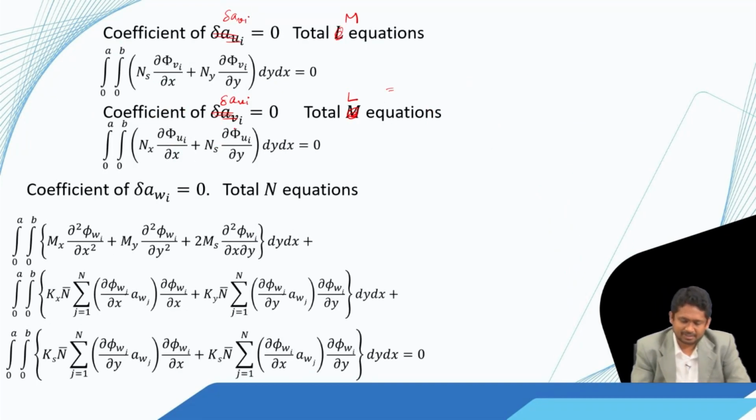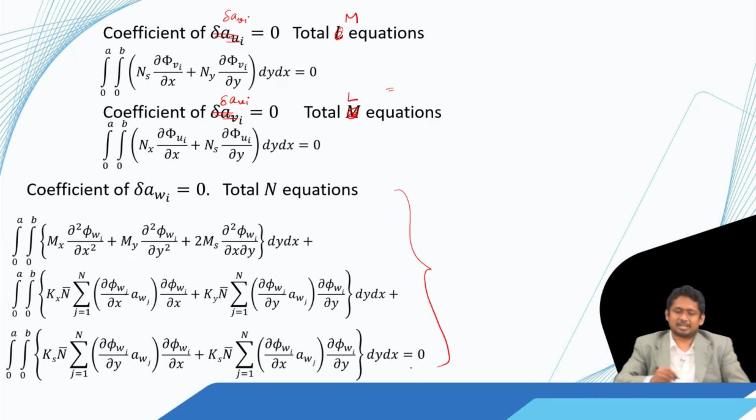Yes, and then for the rest of the terms, the equation that I get is this. So, I have a total of L plus M plus N equations, and from that system of equations we have to solve for n bar, and that will give us the buckling loads.